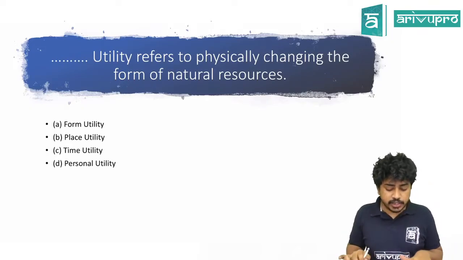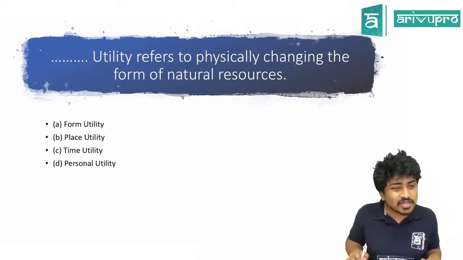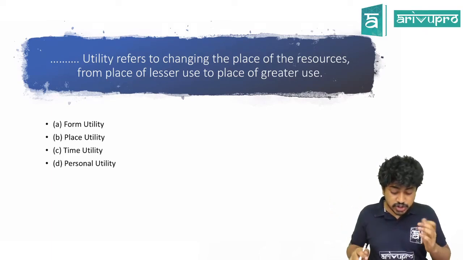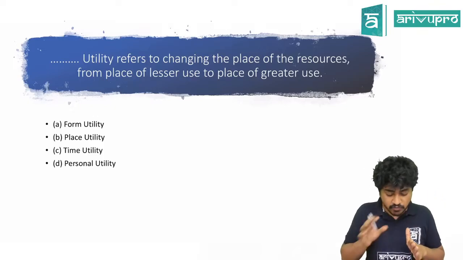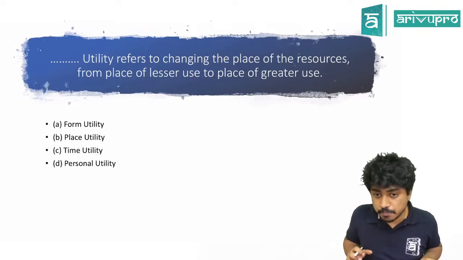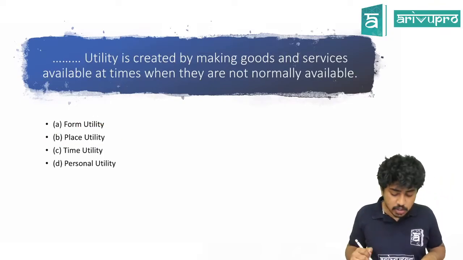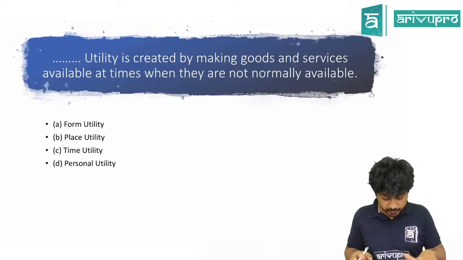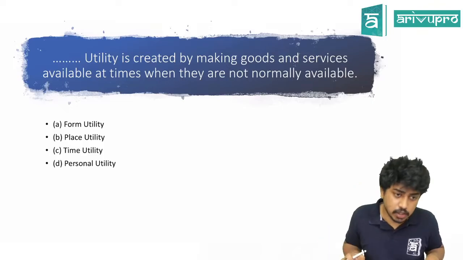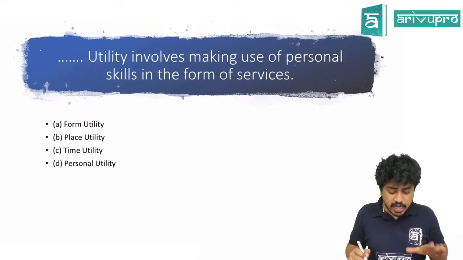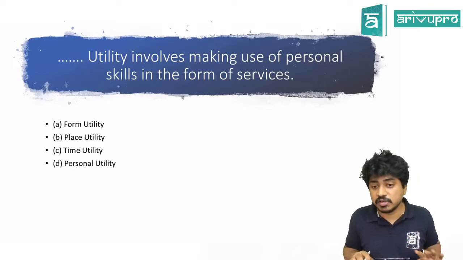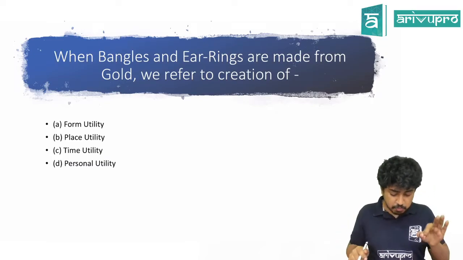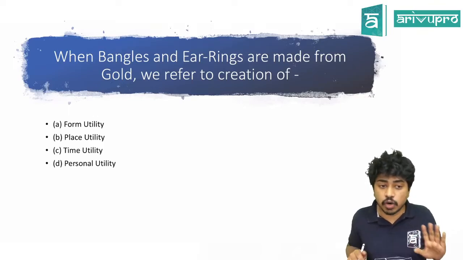Dash utility refers to physical changes in the form of a natural resource. This is very easy: form utility. Dash utility refers to changing the place of a resource from a place of lesser use to a place of greater use: place utility. Utility is created by making goods and services available at times when they are not normally available: time utility. Dash utility involves making use of personal skills in the form of services: personal utility.